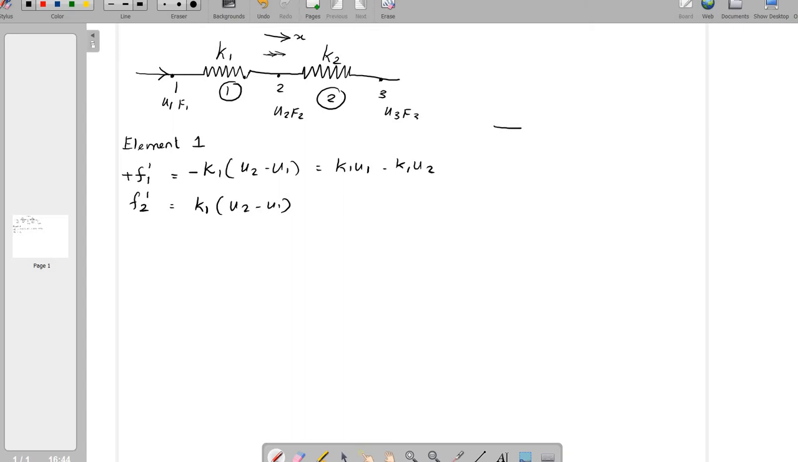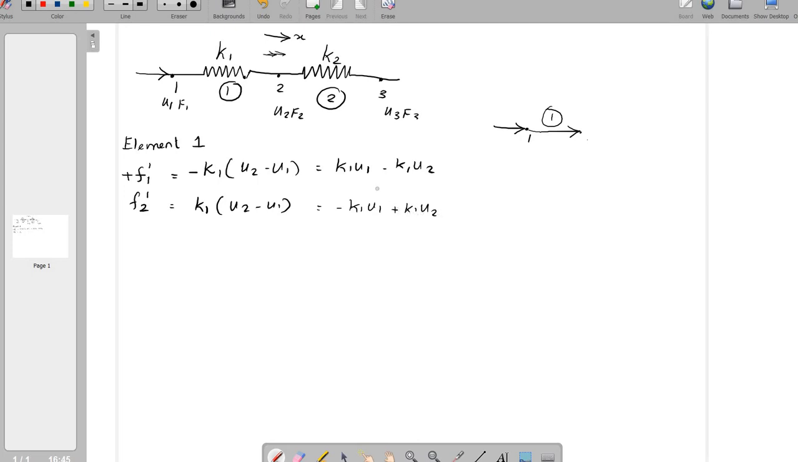So the force is compression at node 1, while it is leaving, it is a tensile force. So for the element number 1, the approaching load is compression and the leaving force is tension. That's why I am putting K1 positive. So it is K1 times U2 minus U1. I am rearranging in terms of U1 and U2: minus K1 U1 plus K1 U2.